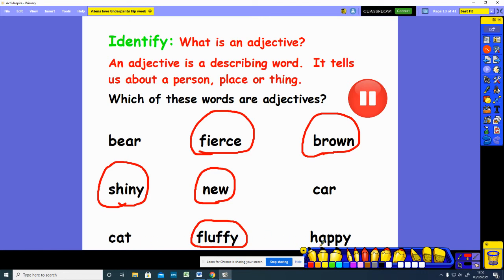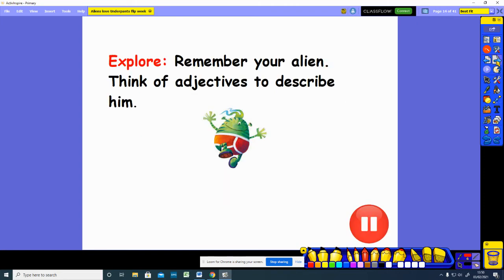Happy. Is happy a describing word? It is. I am happy today. It's telling you how I am feeling. A happy, fluffy cat. Fluffy and happy tell us about the cat. They are describing words. Well done if you recognised fierce, brown, shiny, new, fluffy and happy. They are all adjectives.